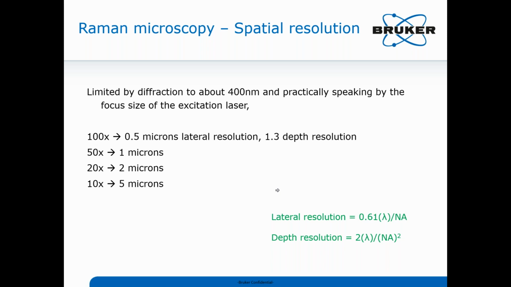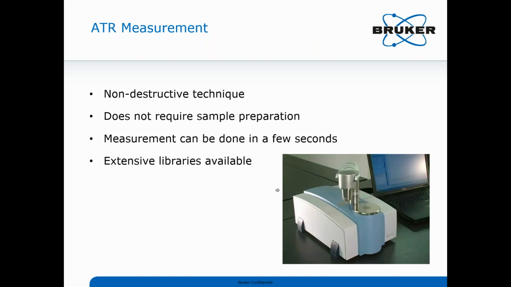If you use a higher NA objective, you can get down to about 1/4 of a micron. And the depth of resolution, you can see the Rayleigh criterion equations here. You can see that the lateral resolution is about a micron for most operations. You get down better than that if you try hard. And the depth resolution with Raman is really nice. You can get down to submicron also.